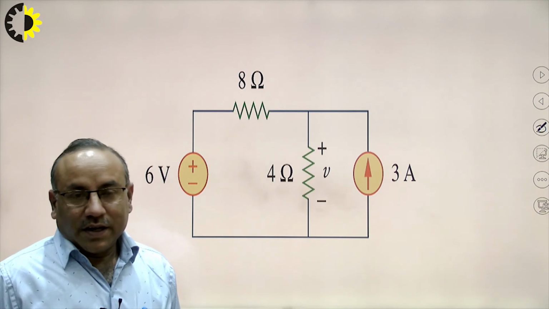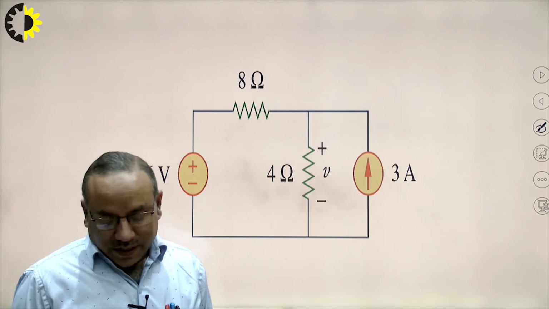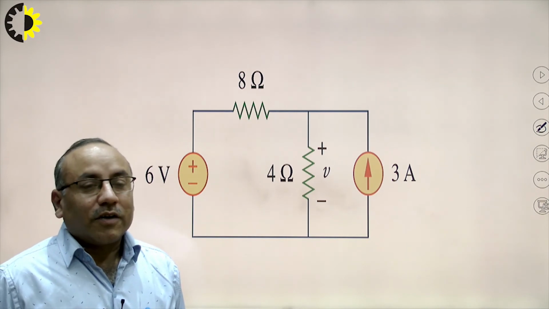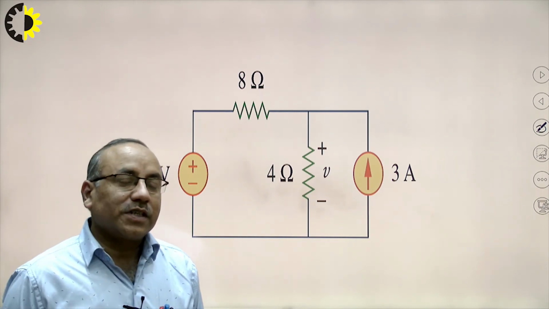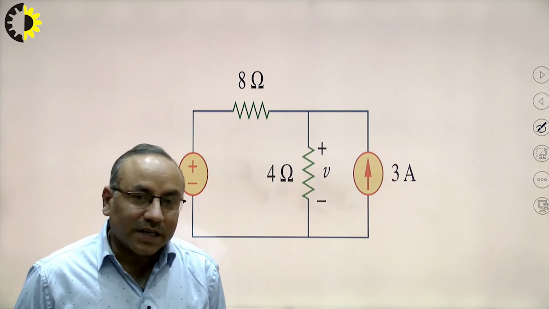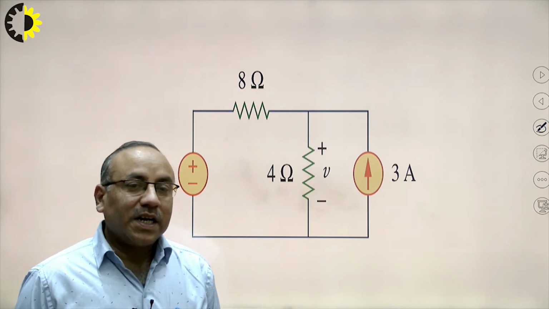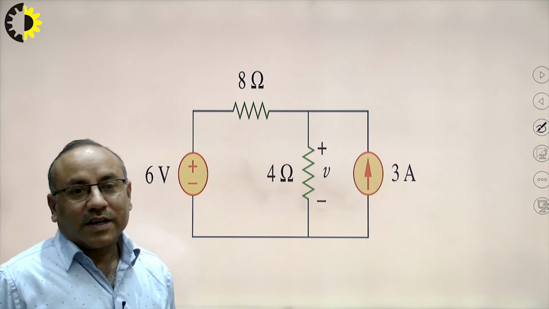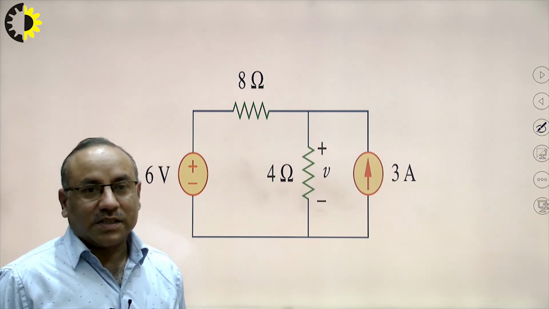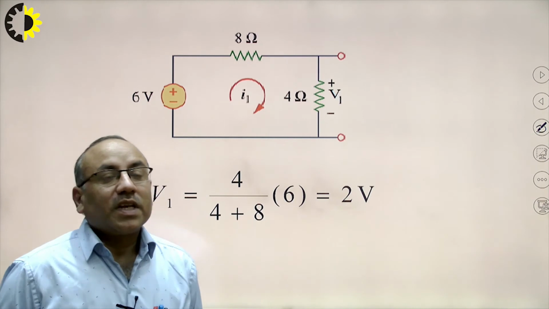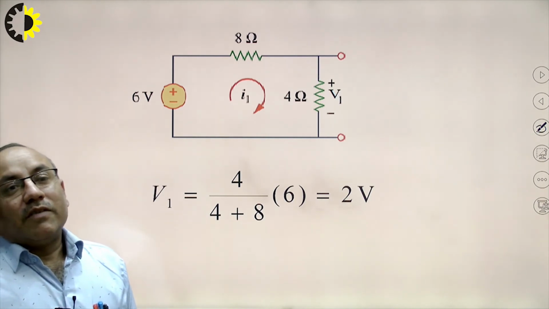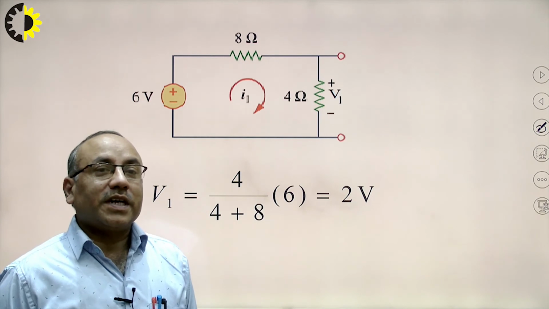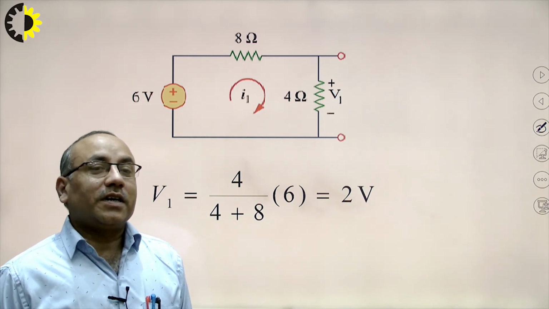So here, if we go further, first we consider the 6 volt voltage source in the circuit. That time the current source is turned off, which means it will be made open circuit, and then we will find the current and voltage in the branch. So in the first case we are considering the 6 volt voltage source and the current source is open circuited. The circuit is shown in the diagram.